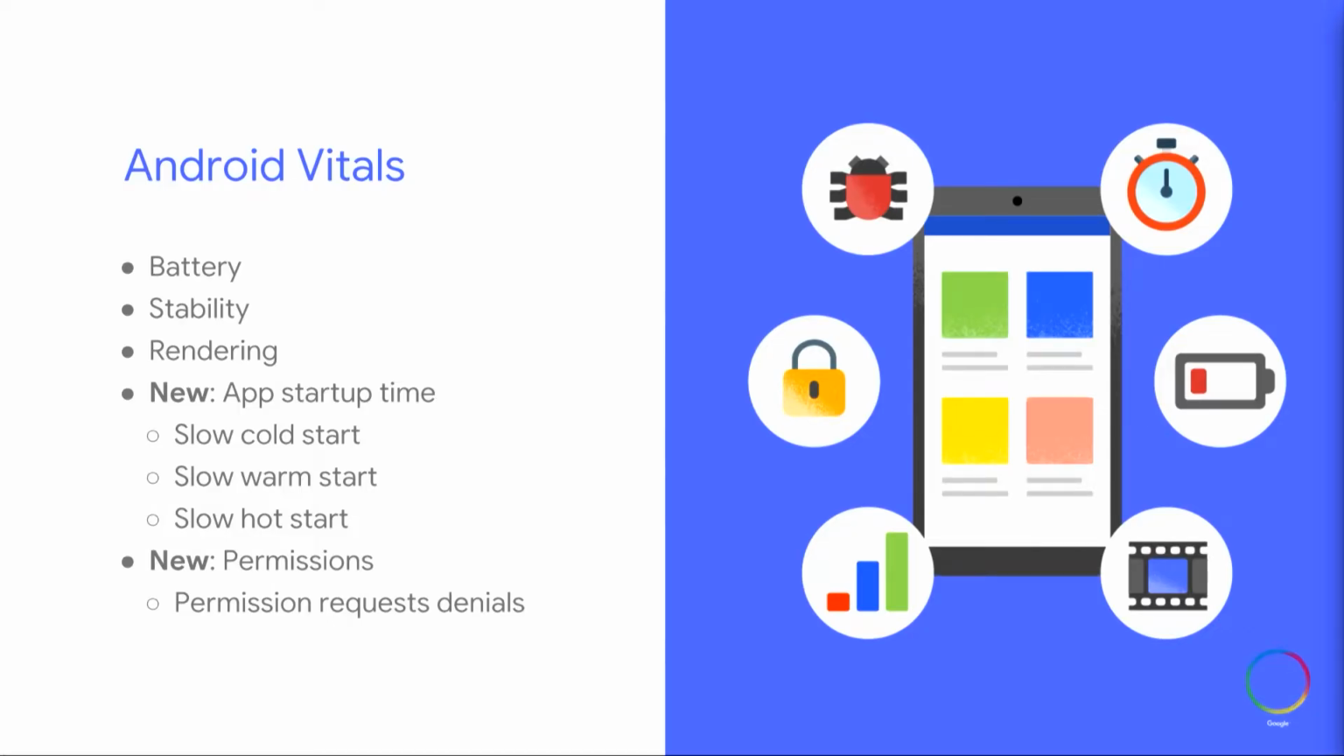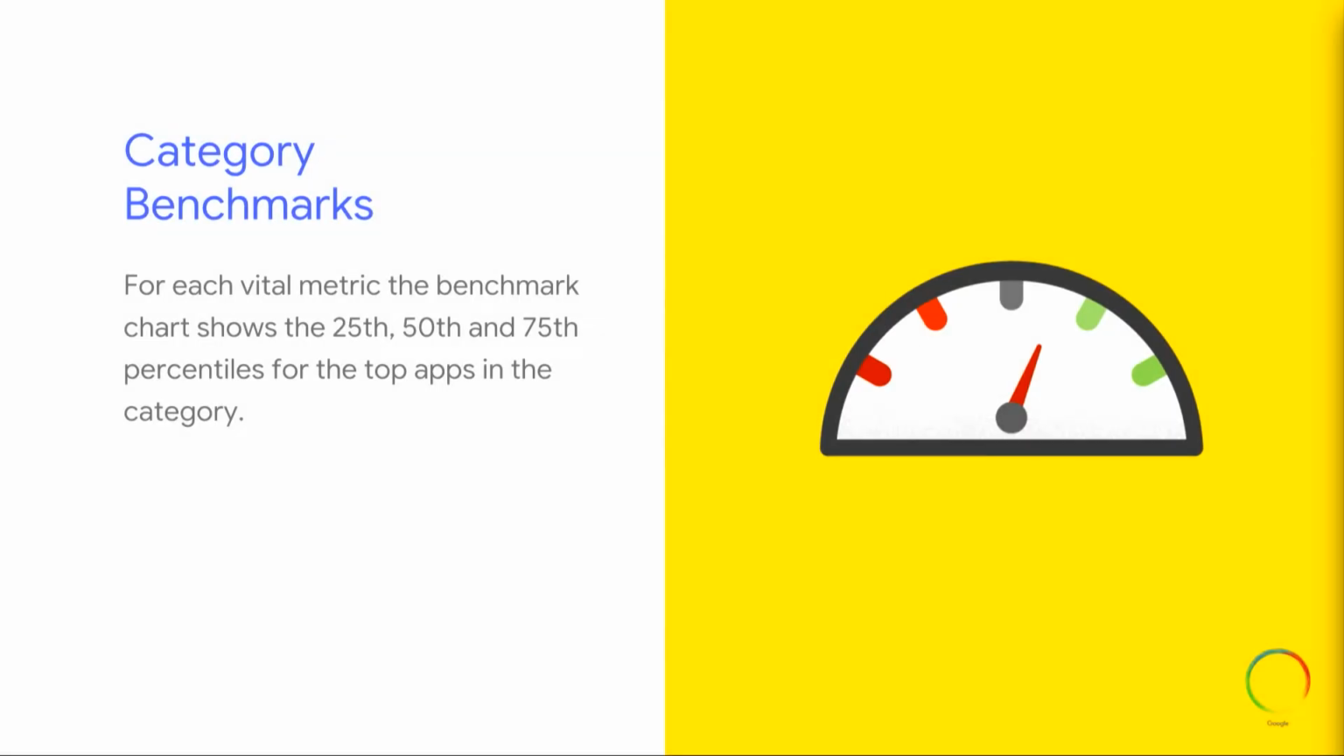Performing well across all of these vitals is key to providing a great user experience. And it has a huge impact not only on retention, but also on app discovery and acquisition. But when looking at your vitals, we know that it's sometimes hard to understand what's good and what's not. We know it's hard to know when you're doing well and when there's area for further improvement, which is why we're excited to announce category benchmarks.